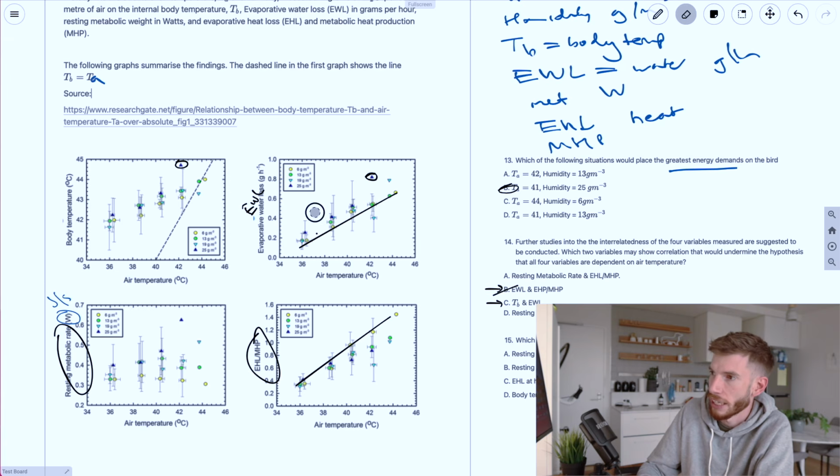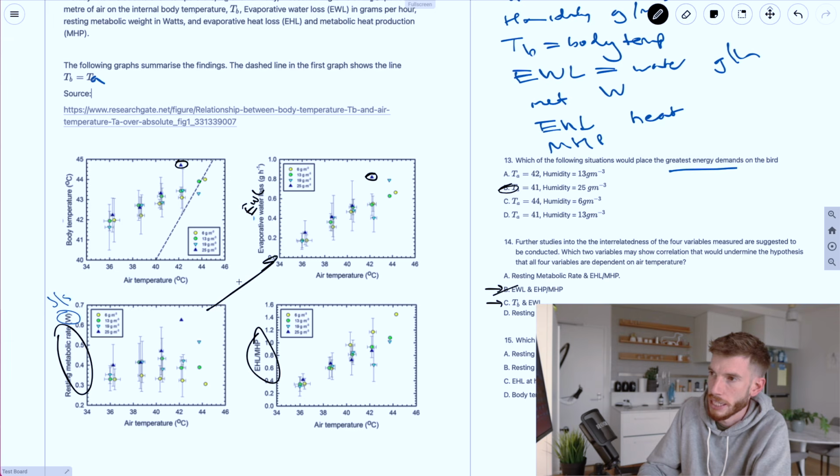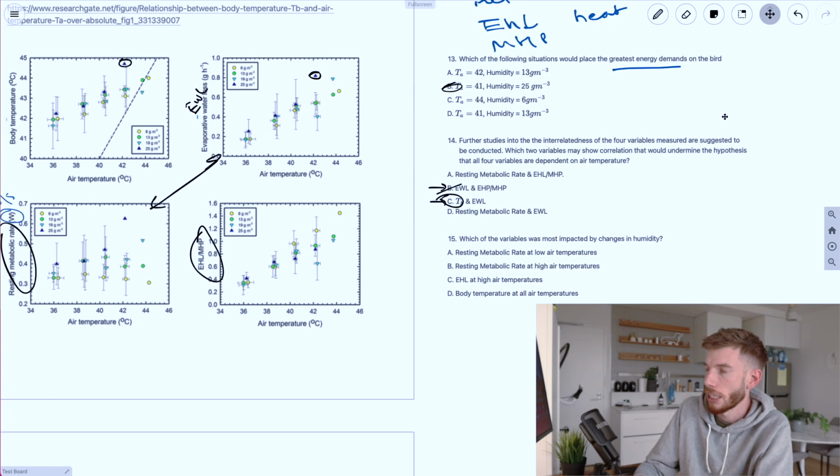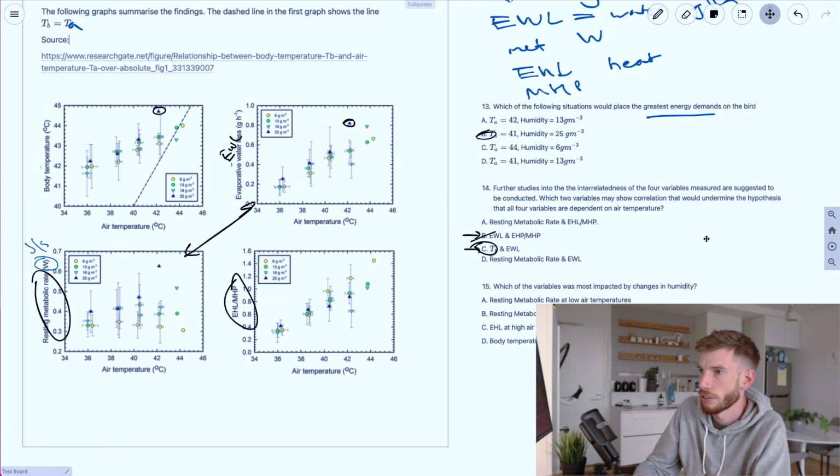Then lastly, we'll look at the last one, resting metabolic rate and EWL. So these 2 here. And again, this one's very different. So it's got no correlation there between them. So the answer will be C in that case. And then 15, which of the variables was most impacted by changes in humidity?